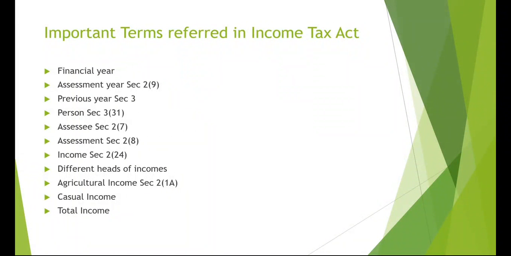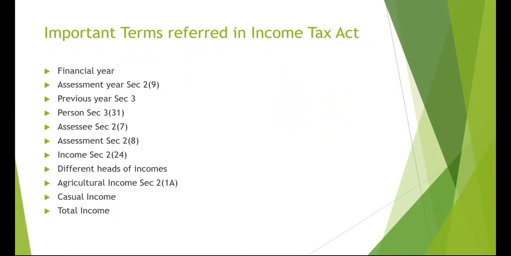Then the next one is income under Section 2 subsection 24. In very simple words, income is nothing but anything which is earned by a person. When you look into the meaning as given in the Act, it says income is a periodical monetary return with some sort of regularity. So there must be regularity of the receipt of income. So that is called income here.